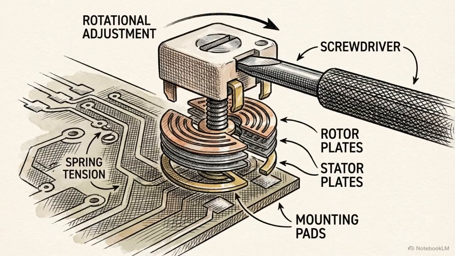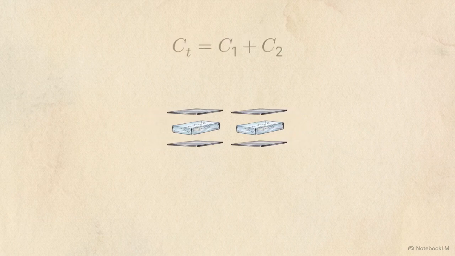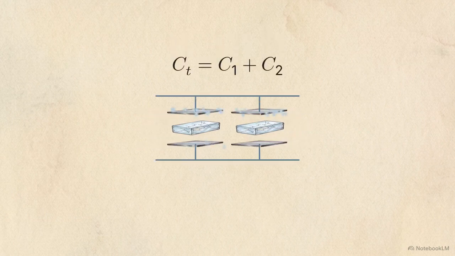Variable and trimmer capacitors allow for fine adjustments after assembly by manually changing the overlapping area of the plates to tune the circuit. The choice of dielectric, from ceramic to tantalum, is the primary factor determining a circuit's frequency response and power stability. Wiring capacitors in a parallel topology effectively sums their individual plate areas.